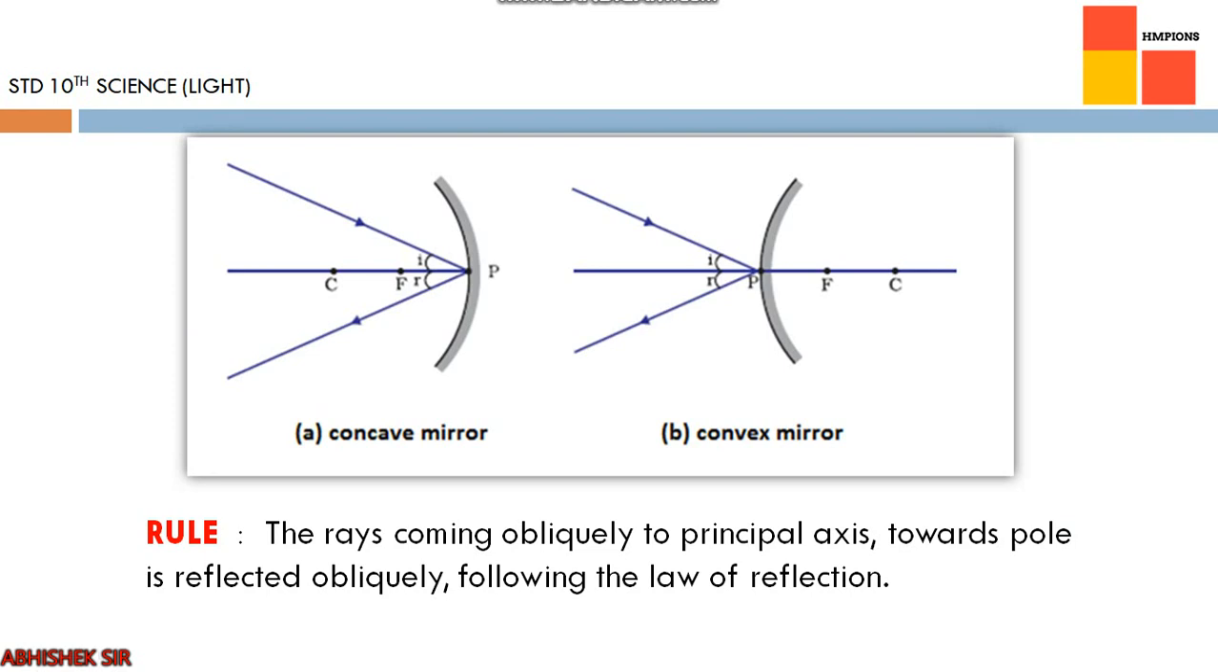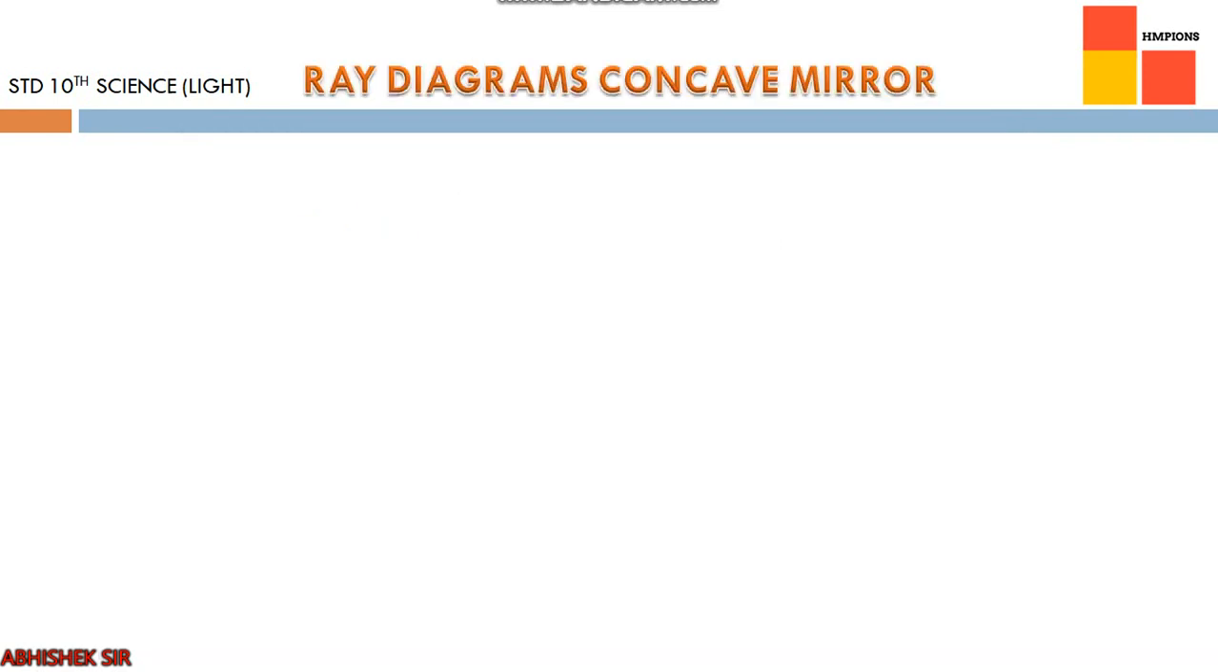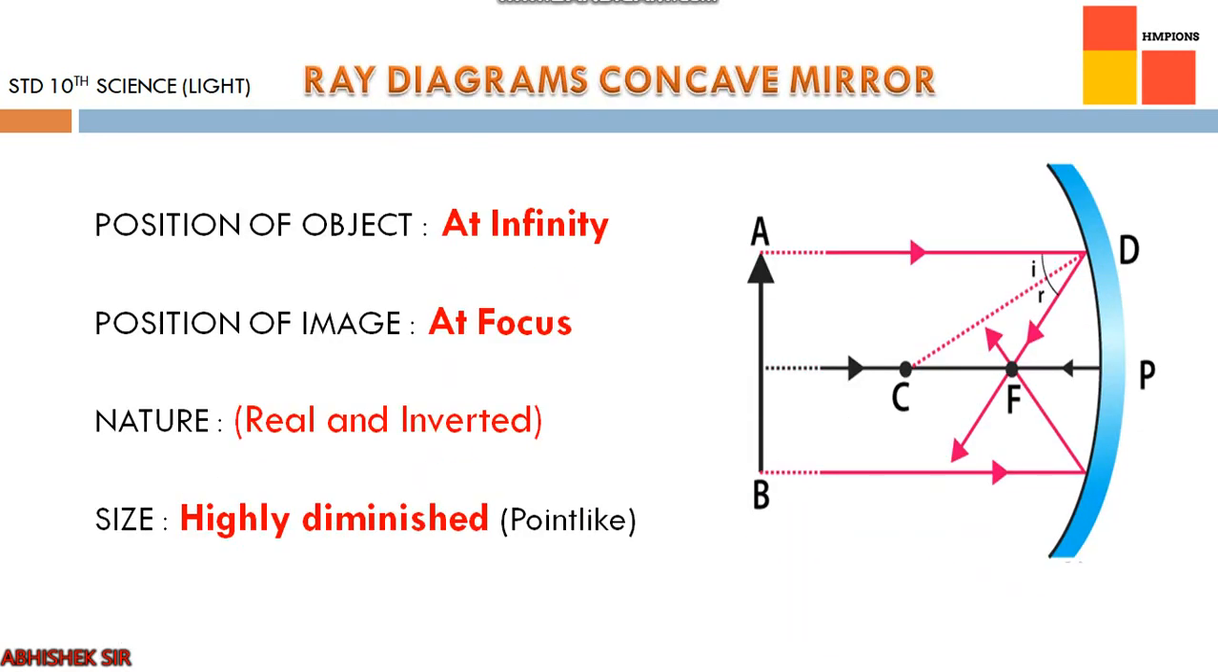Why are we studying ray diagrams? Ray diagrams will give you the idea of image formation by these spherical mirrors. So moving on to the next topic, that is ray diagrams for concave mirror. We have totally 6 ray diagrams. Then we'll study ray diagrams of convex mirror, and here we have 2 diagrams. In ray diagrams, we will have to focus on 4 different things, that is position of object, where the object is kept, position of image, the nature and size of image.